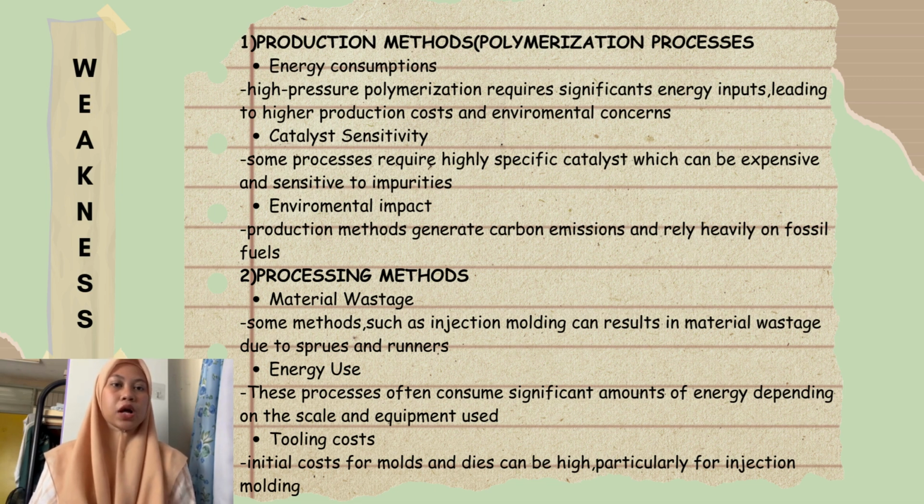For second, processing method, we have three also, which are material wastage, energy use, and tooling cost. Some methods such as injection molding can result in material wastage due to sprues and runners. For energy use, this process often consumes a significant amount of energy depending on the scale and equipment used. For tooling cost, the initial cost for mold and die can be high, especially for injection molding.